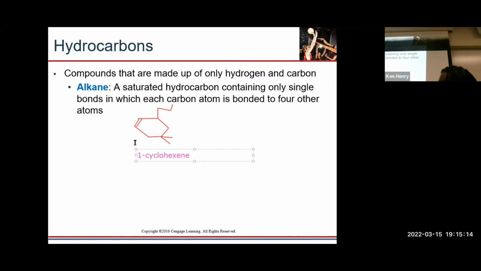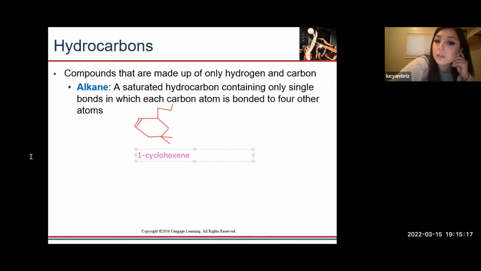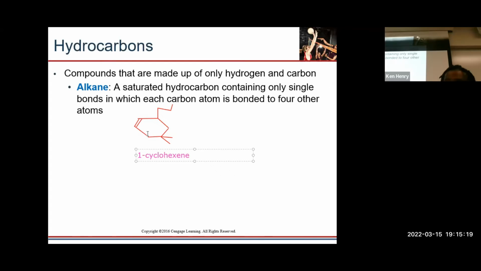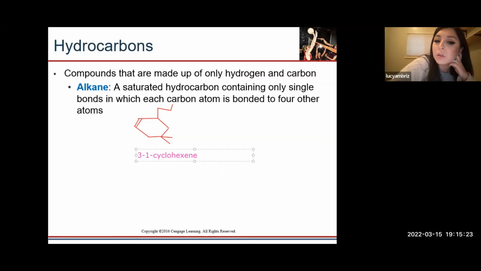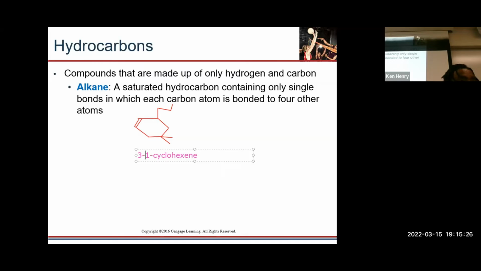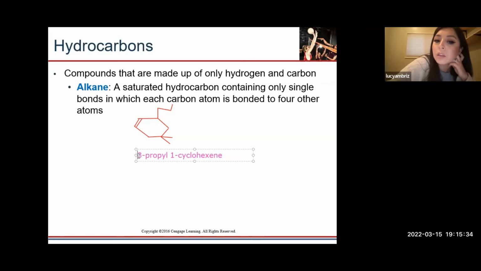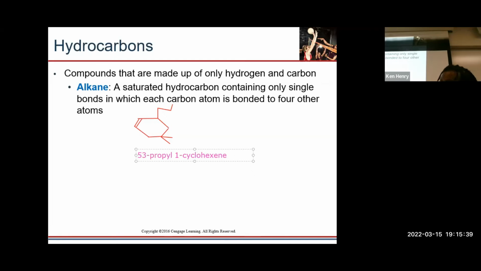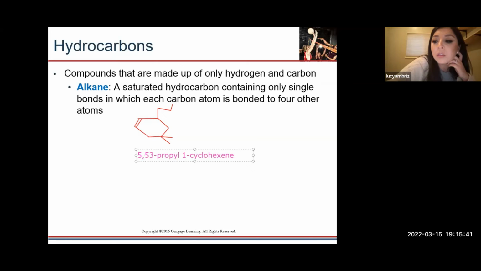Okay. And then you have a branch off of three. What's coming off of the three? 3 carbons. What is the 3 carbon? Propyl. 3-propyl. And then you have another branch off of 5. So 5, 5-dimethyl.